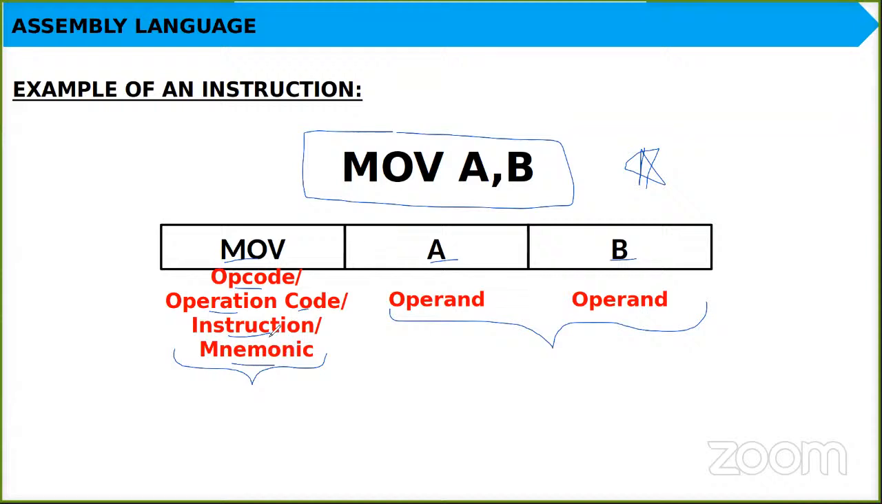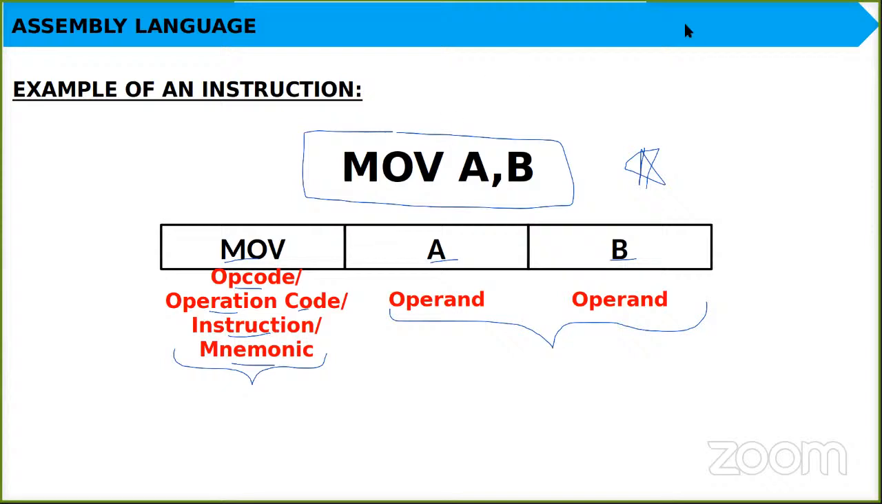So when I talk of instructions, I have move A, comma B. Usme A and B are called as the operands because these are the things which are actually going to operate on the CPU as such, right? So these are the operands. But move is called as the opcode or operation code or instruction or basic word. It is called as the mnemonic.